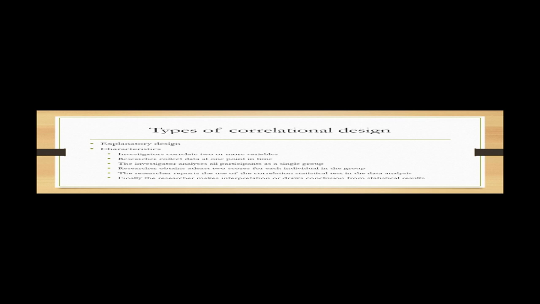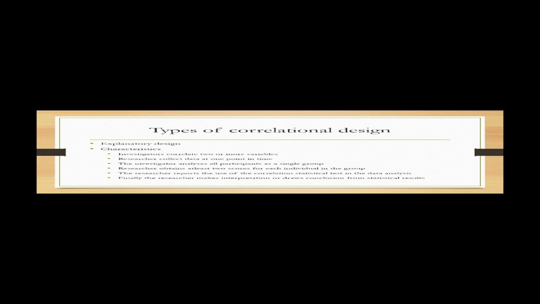Another characteristic is that the investigator analyzes all participants as a single group. Then the researcher obtains at least two scores for each individual in the group, one for each variable. So you can have two scores, one for X, let's say, another one for Y. Then the researcher reports the use of correlational statistical tests or extensions of it in the data analysis.